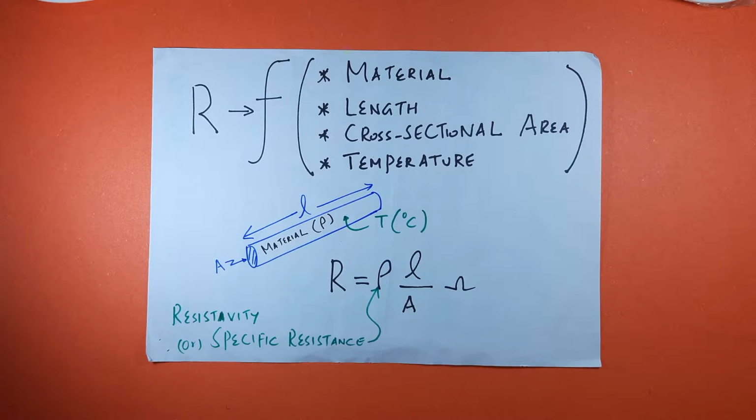The type of material is given by a property called resistivity or specific resistance. And L is the length of the conductor, A is the cross-sectional area, and T is the temperature in which the conductor exists. So this resistance is directly proportional to length of the conductor and inversely proportional to the area of the conductor. And this proportionality constant is the resistivity or specific resistance.